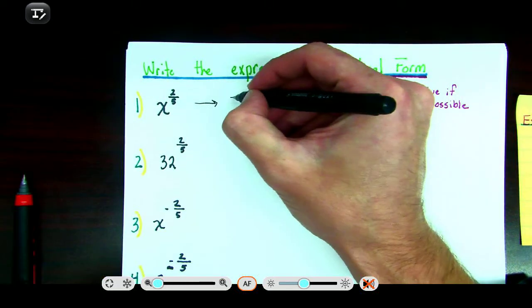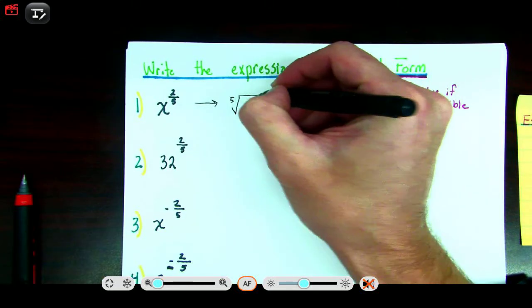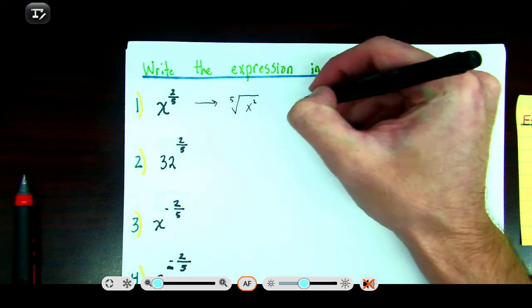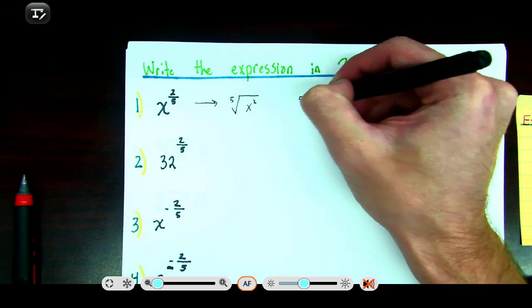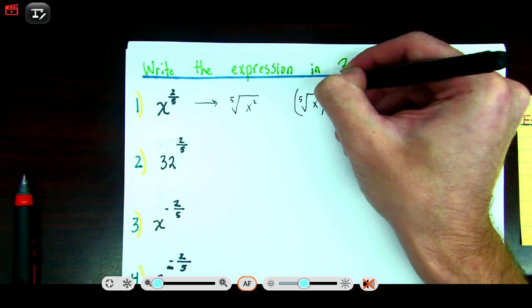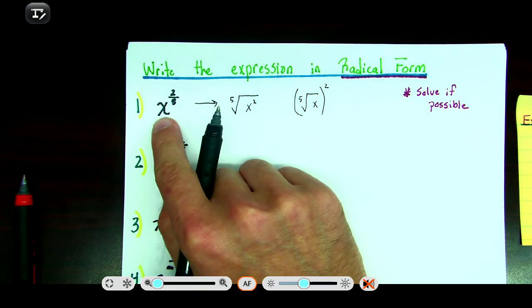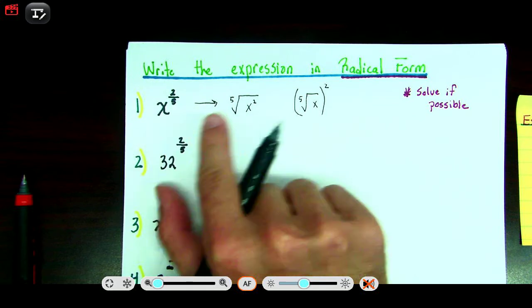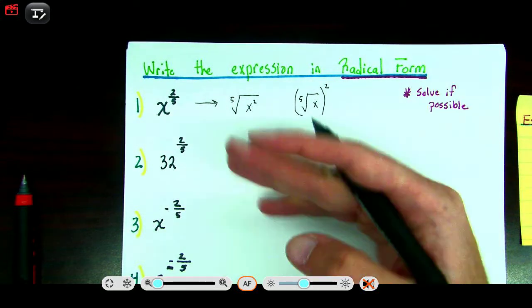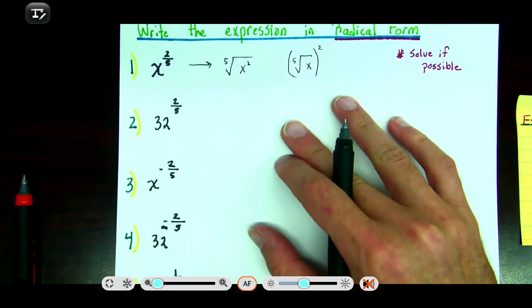So this is just the fifth root of x squared, or you could have said the fifth root of x, the whole thing squared. Either one would have worked. But notice that this is converting this expression into some radical form. Try that for the rest of them and see what you get.